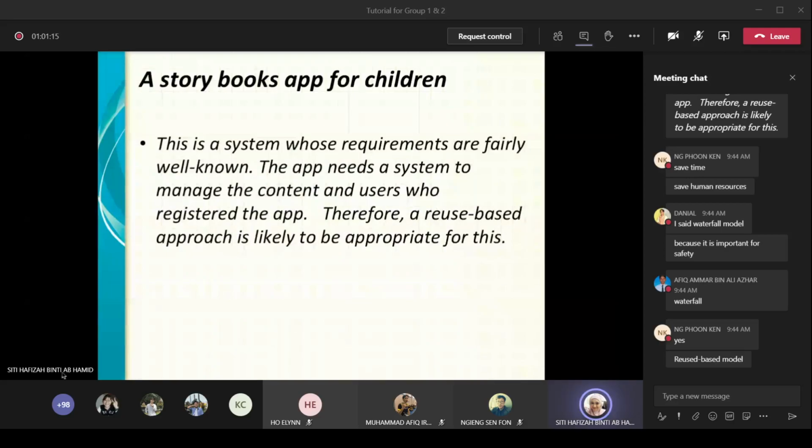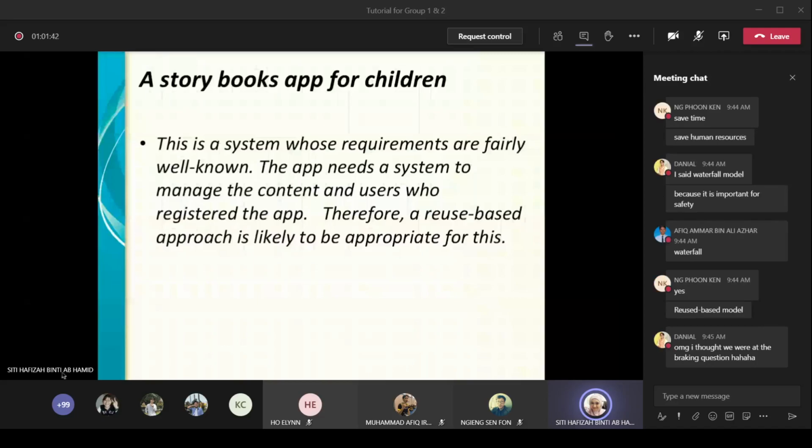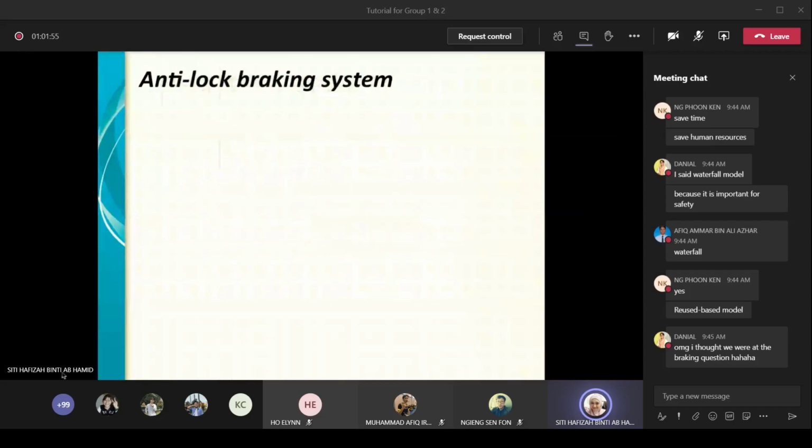Right, a reuse-based approach is likely to be appropriate because you can extract from the libraries, the open source. You can use waterfall as well. There are two answers actually for this one, waterfall and reuse. Waterfall means we assume there is no open source, but since this one is very straightforward and has been done by many people, we can use a reuse-based approach. Okay. Anti-lock braking system.